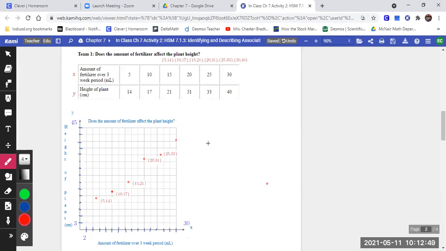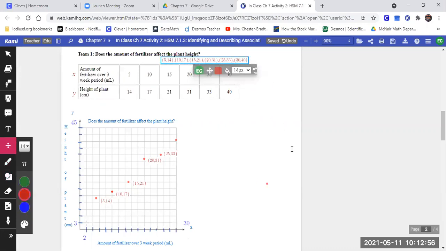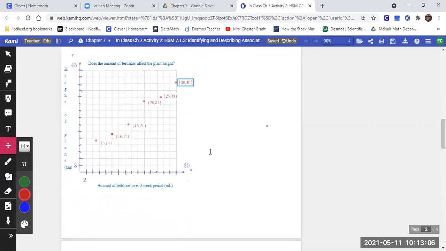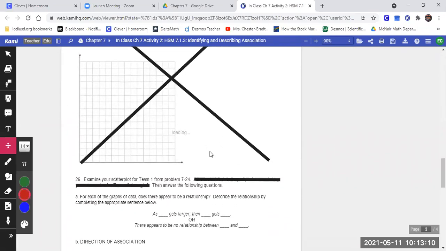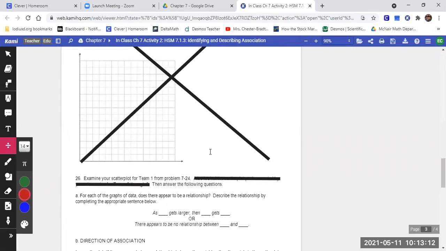Do we care if it's perfect? No, we don't, because it's a scatter plot. We're just recording the information onto a graph so we can visually see it. Okay, now it says, we don't have to do this one. Woohoo! Examine the scatter plot and answer the following questions.